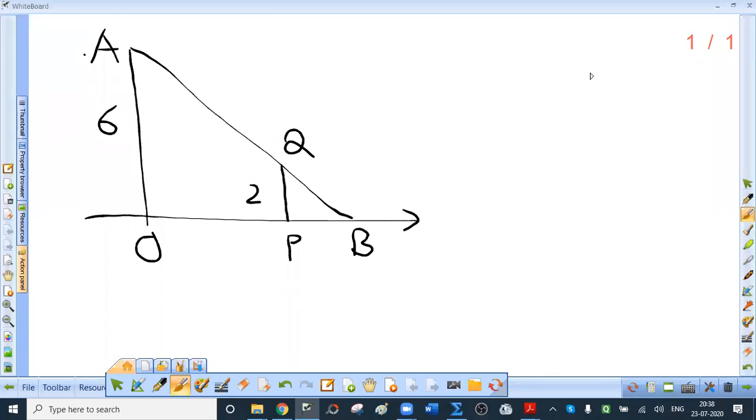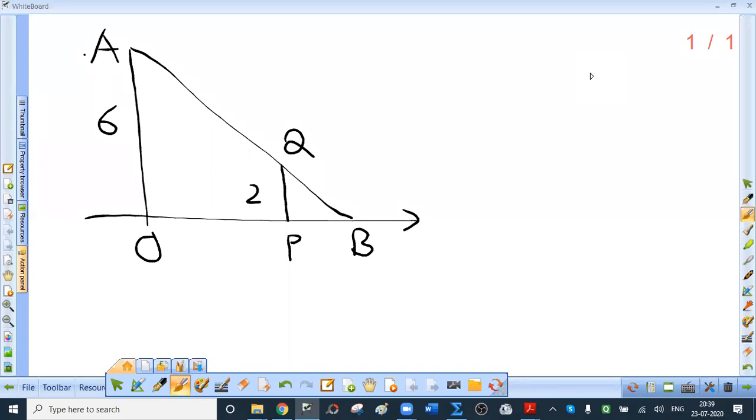Now the next sum, that is sum number 10. Let me read the sum. A man of height 2 meter walks at uniform speed of 6 kilometer per hour away from a lamp post whose height is 6 meter. Find the rate at which the length of the shadow is increasing.